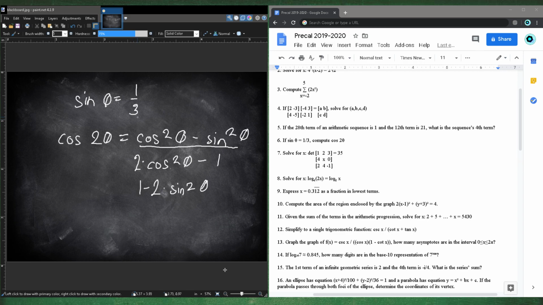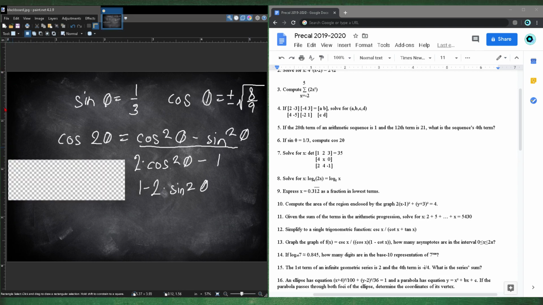Right? So sine of theta is 1/3. So using the Pythagorean theorem for trig, which is sine squared theta plus cosine squared theta is equal to 1. So sine squared theta is 1/9, plus cosine squared theta is equal to 1, right? So then 1 minus that 1/9 is 8/9. So cosine squared theta equals 8/9. Then square root it, so cosine theta is equal to plus or minus square root 8/9, right?